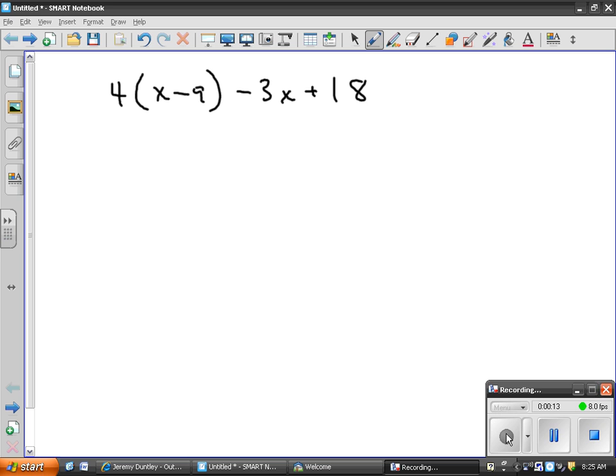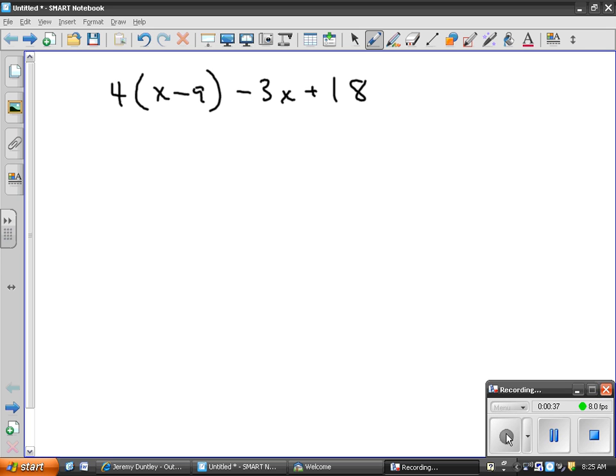If I look at the problem we're given here, 4 times the quantity x minus 9 minus 3x plus 18, notice there's no equal sign in it. So this is not an equation. This instead is called an expression. You may be asked that sooner or later on an exam or from a teacher. But the difference between an equation and an expression, simply put, is that an expression doesn't have an equal sign, so it can't be an equation.